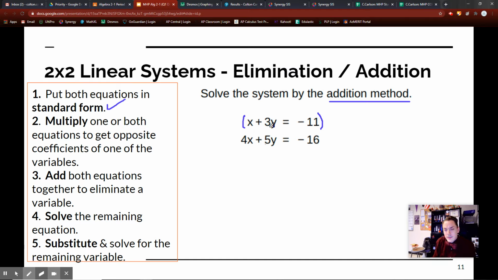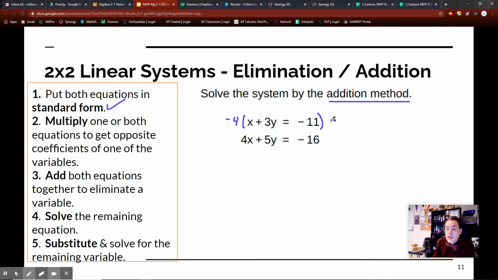Who says we need to eliminate the y? We don't need to just eliminate the y. We can eliminate the x. And we can multiply this x by 4. So now the 4's are actually together. It doesn't matter which one becomes a negative. No. Let's just make this one a negative because we're already multiplying it.